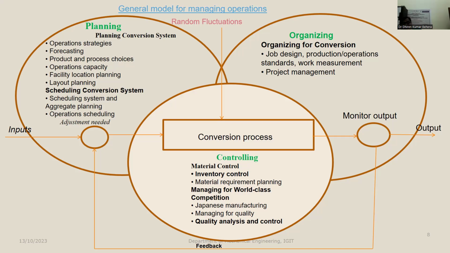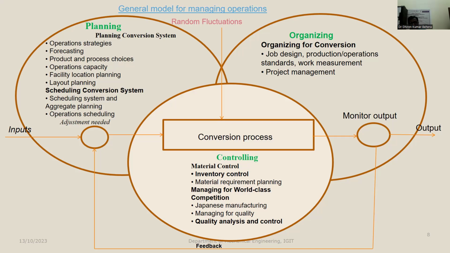So in any general model, you'll find three important stages: one is your planning stage, another is your organizing stage, another is your controlling stage. In the planning stage, you'll find operation strategies. Forecasting is already known. Product and process choices depend. Operation capacities, similarly facility location planning, layout planning, and the important topic of today's afternoon session, scheduling conversion system. Scheduling system, aggregate planning, operation scheduling, etc.